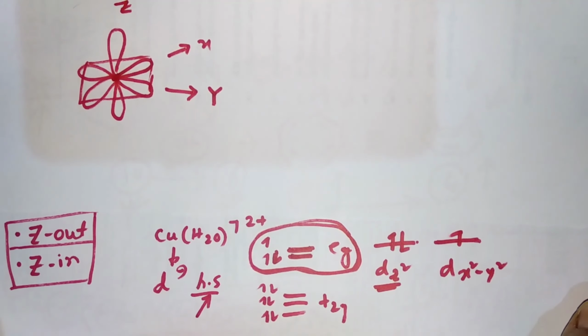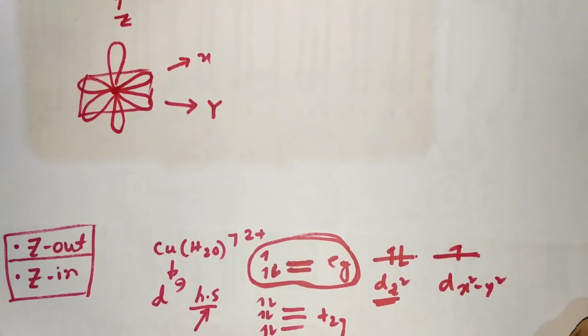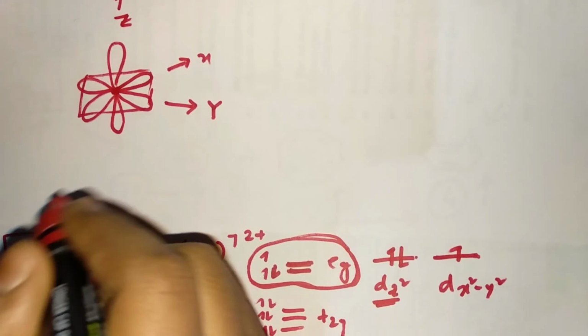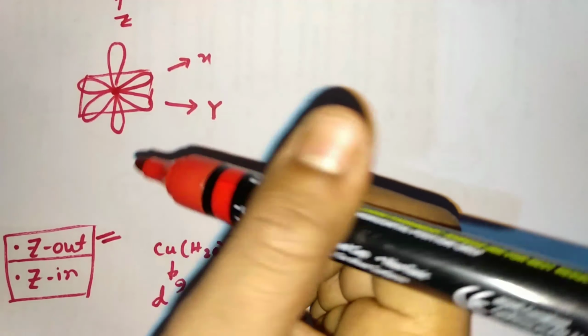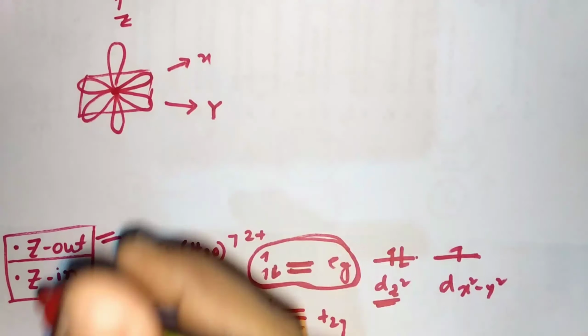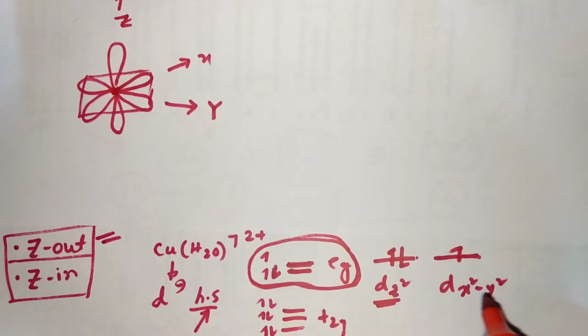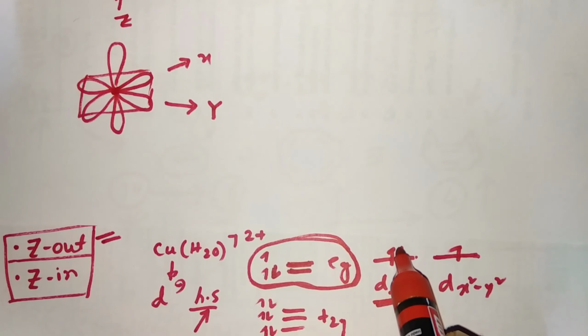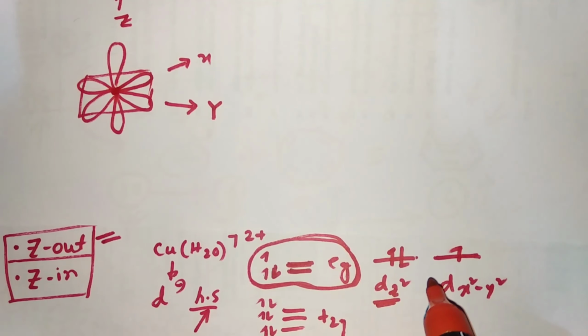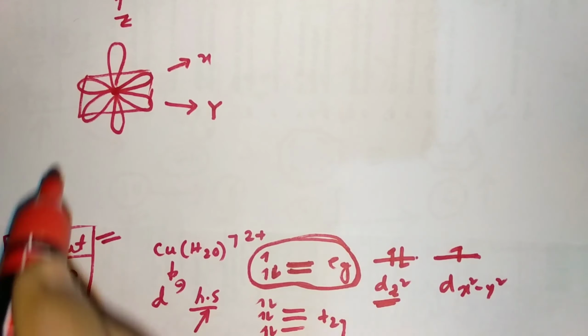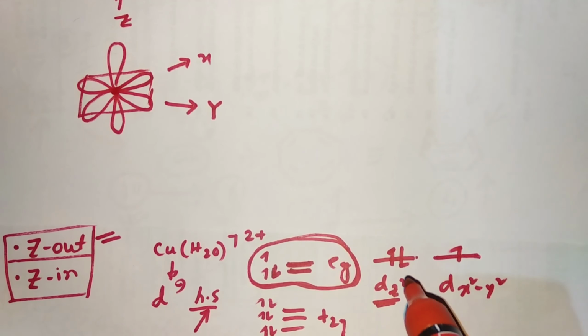Okay, so now let's consider Z out distortion. So what about Z out distortion? When Z out distortion occurs, the electron configuration will be like this: the number of electrons in the dz square orbital is greater than in the dx square minus y square orbital. So what will happen if more electrons are present in the dz square orbital?